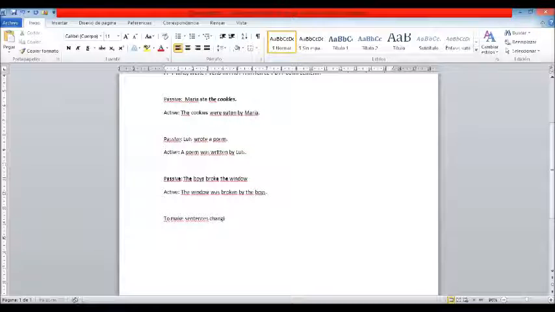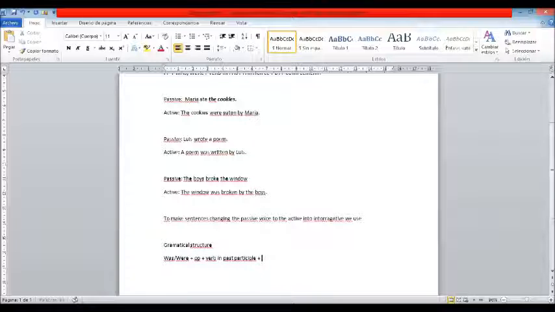To make sentences, changing the passive voice to the active into interrogative, we use the grammatical structure: was, were, plus personal pronoun, plus verb in past participle, plus by, plus complement. Okay, example.